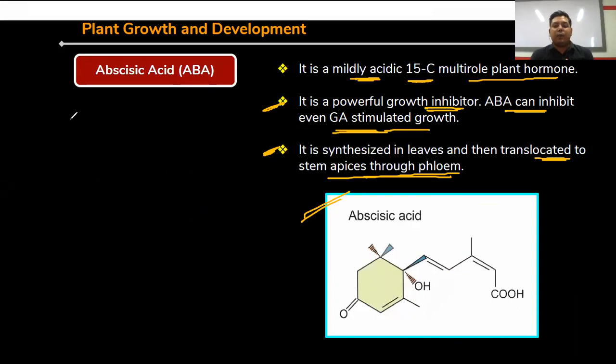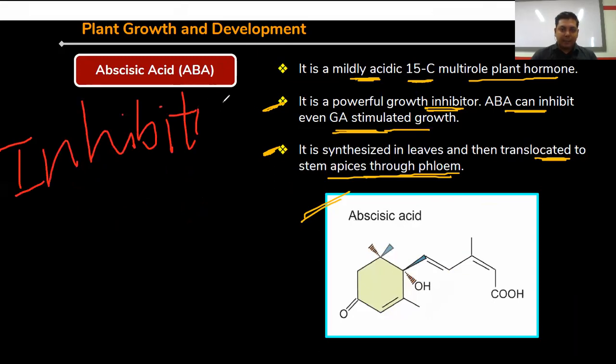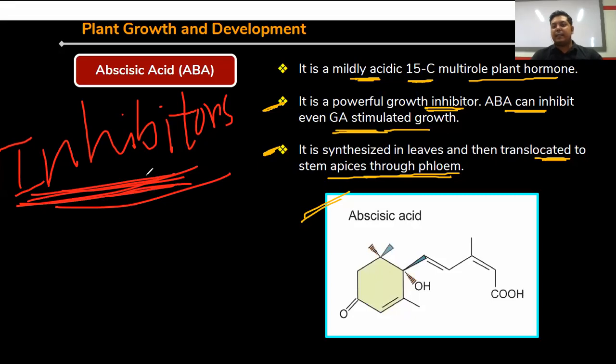Now, auxin, cytokinin, gibberellin. These three types of plant hormones are known as promoting plant hormones or promoting plant growth regulators. Now, abscisic acid, or ABA. This is known as an inhibitor hormone, that is mainly inhibiting plant growth. Clear? Auxin, gibberellin, cytokinin, these three are the promoting hormones. They are mainly involved in promoting several functions.